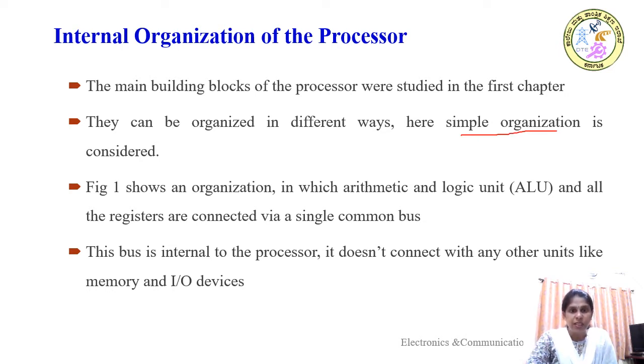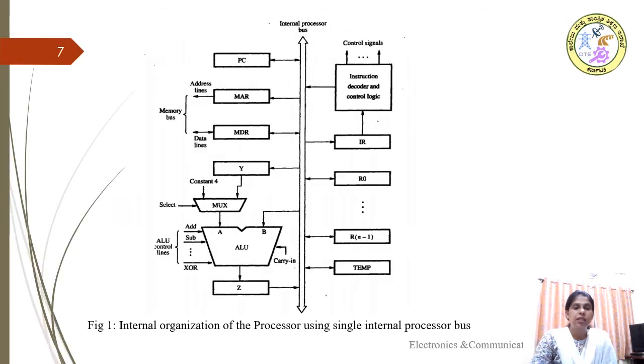All will be organized in several ways, but here we are going to consider the simple organization. Mainly it will consist of an arithmetic and logic unit along with several registers. This is the figure which represents how all the units within the processor are interconnected. You can observe here all the units are connected through one bus. This bus is called the internal processor bus.